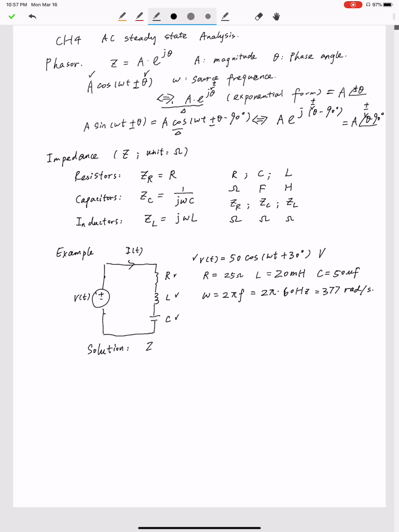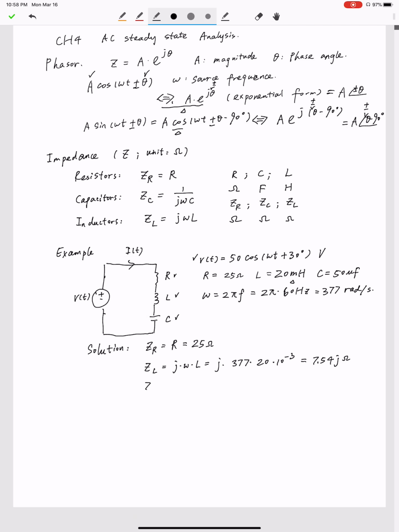As defined, ZR, the impedance of a resistor, is resistance itself. So we just need to write 25 ohms here. The impedance of the inductor is J times omega times L, which is J times 377 times 20 times 10 to the power minus 3. Because here we have millihenry, we need to convert to the base unit, so we multiply by 10 to the power minus 3, and that equals 7.54 J ohms.